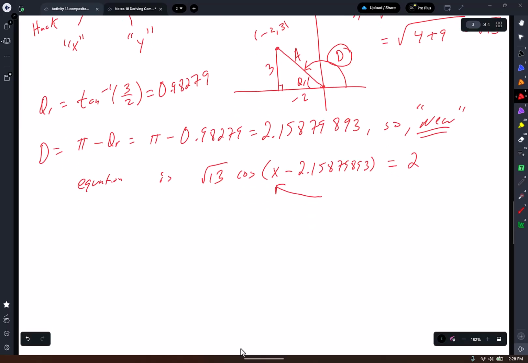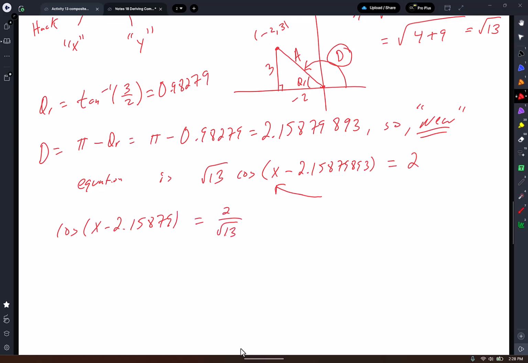Divide. So my new equation is cosine of (x minus 2.15879) equals 2 over square root of 13. And I'm trying to solve for x. What's my next move? What's my next move, guys?